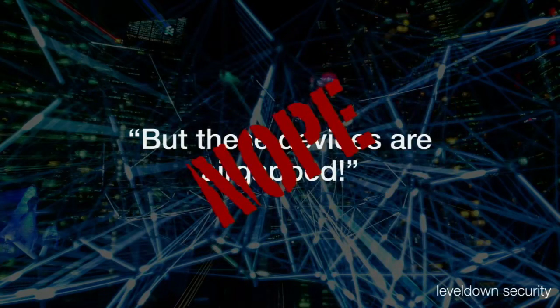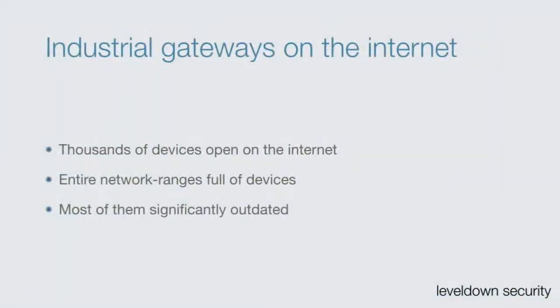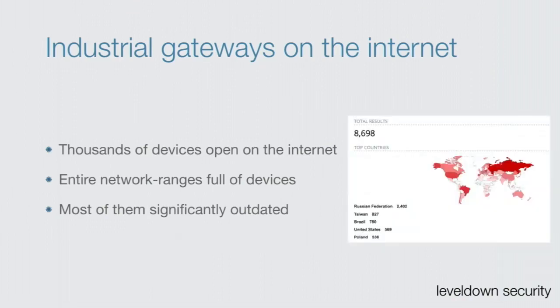And then if you go on the internet and start scanning a bit, you find thousands of these devices open on the internet. You can actually find entire network ranges almost exclusively filled with these devices because they come from industrial ISPs. And most of them are significantly outdated. For example, on Shodan, you can find 8,600 devices of just a single type.